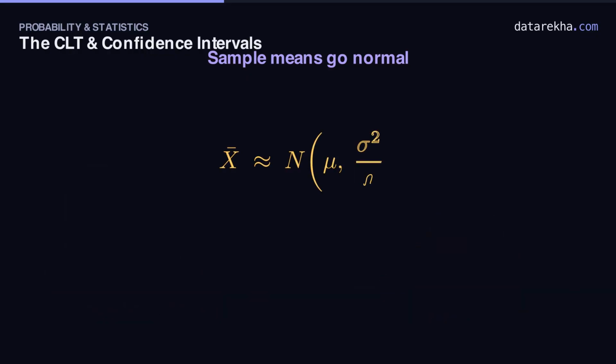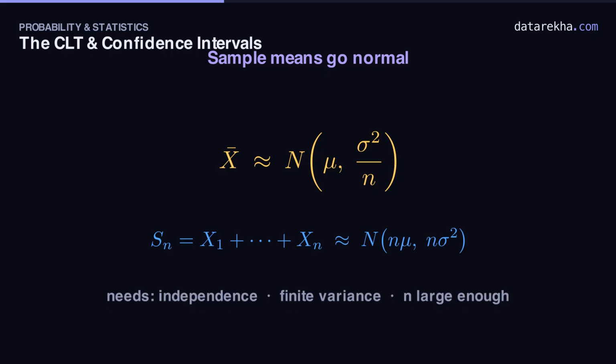Written down: for large n, the sample mean is approximately normal, centered at mu, with variance sigma squared over n. And the sum of the observations is approximately normal too, with mean n times mu and variance n times sigma squared. Three conditions keep it honest. The observations are independent, the variance is finite, and n is large enough. A common rule of thumb is n at least 30, unless the population is wildly skewed, in which case you want more.